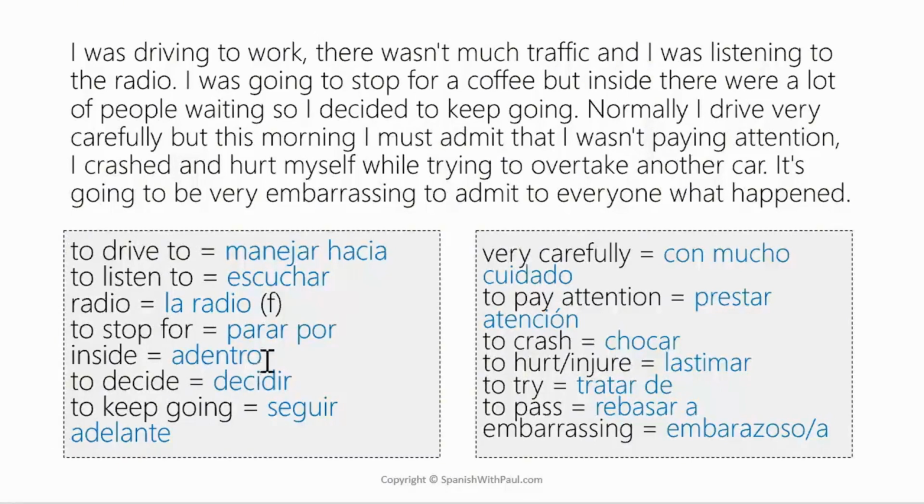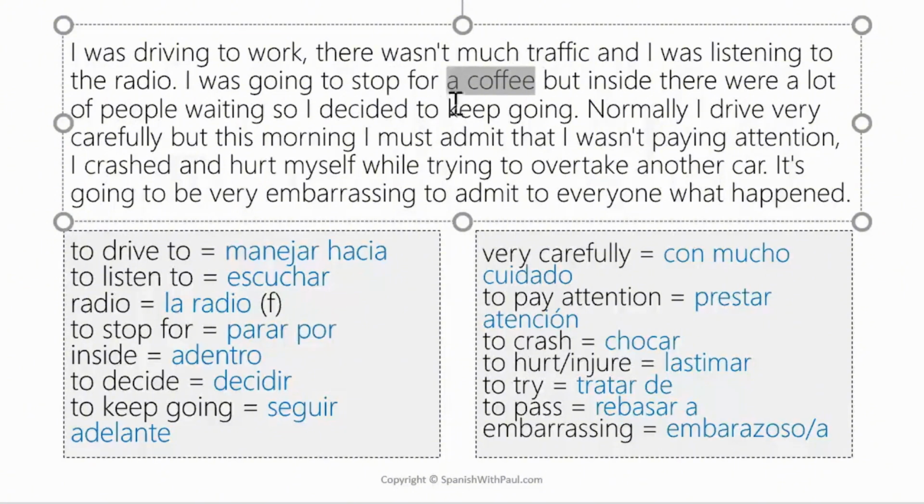To stop for would be parar por. Here the meaning of por is the reason why you're stopping. So in this example, I was going to stop for a coffee. So the coffee is the reason why we were going to stop. And this is why we will use por here. Then inside is adentro, the verb to decide, decidir. And then to keep going, seguir adelante.